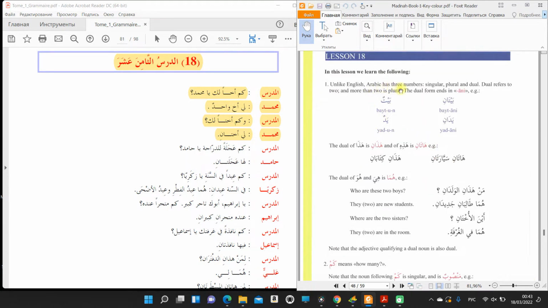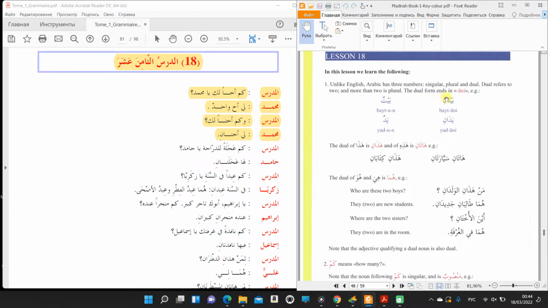Unlike English, Arabic has three numbers: singular, plural, and dual. I think there is no other language in the world that has dual. It's a feature of the Arabic language. Dual refers to two, and more than two is plural. So two is not plural. In the English language, two is plural. In Russian, in Kazakh, in any other language, two is plural. But in the Arabic language, it's different. Two is dual.